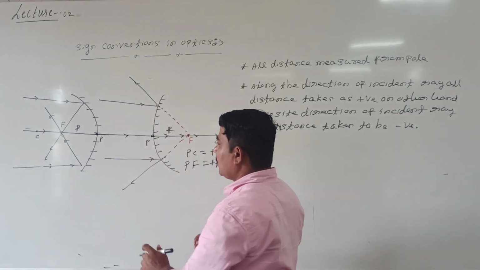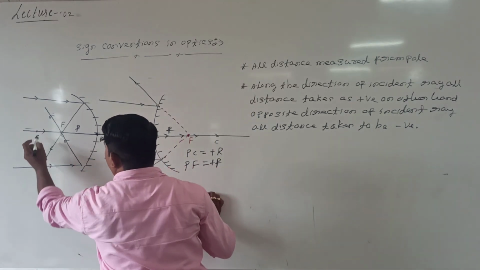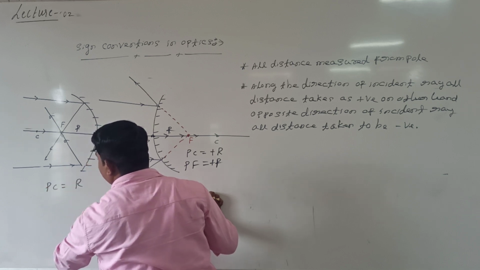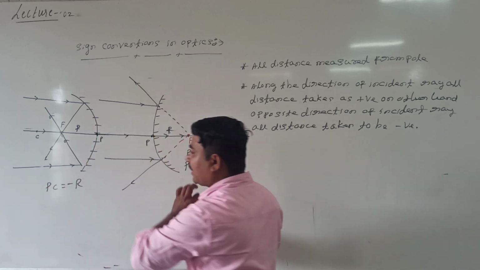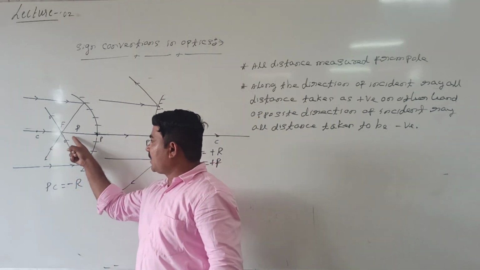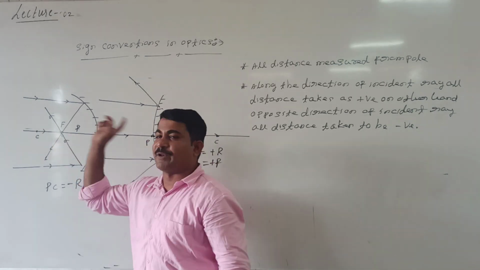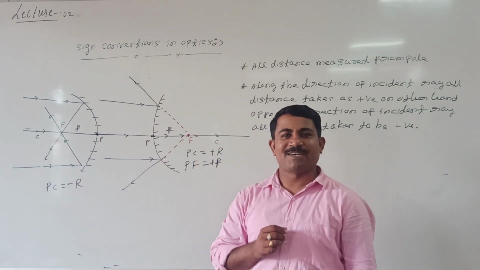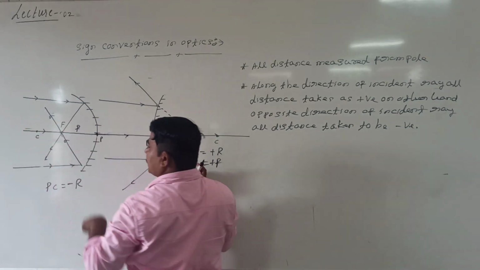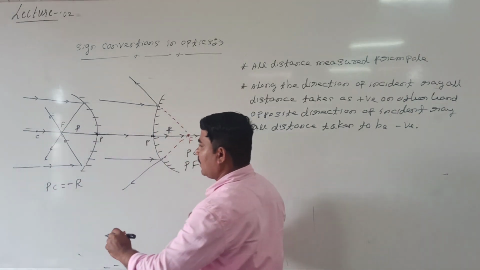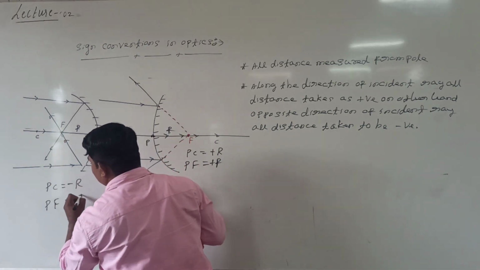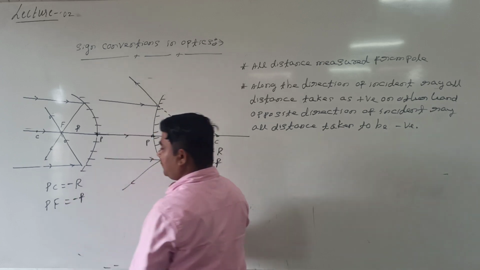Opposite means the distance between the pole and the center of curvature. In this diagram, the distance between the pole and the center of curvature is called the radius of curvature. The radius of curvature is taken to be negative because the ray of light comes like this, and you are measuring all distances in this direction, opposite to the direction of the incident ray. Similarly, the distance between the pole and the principal focus is called the focal length, and it is taken to be negative.